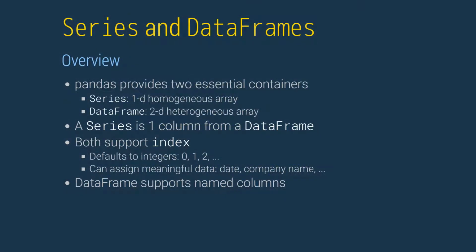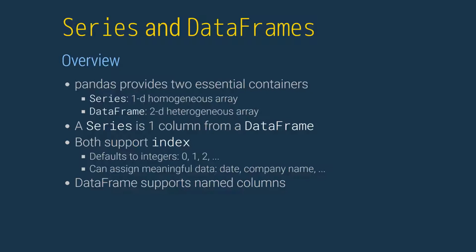Series, and especially data frames, are ubiquitous when using Python for data analysis. These two containers are provided by pandas. A series is a one-dimensional homogeneous array. It is homogeneous in the sense that all of the data in a series has the same type, for example, floating point numbers or strings. Data frames are collections of series and are not necessarily homogeneous.